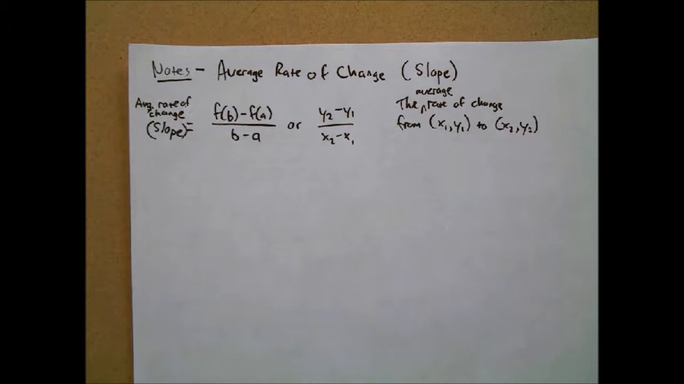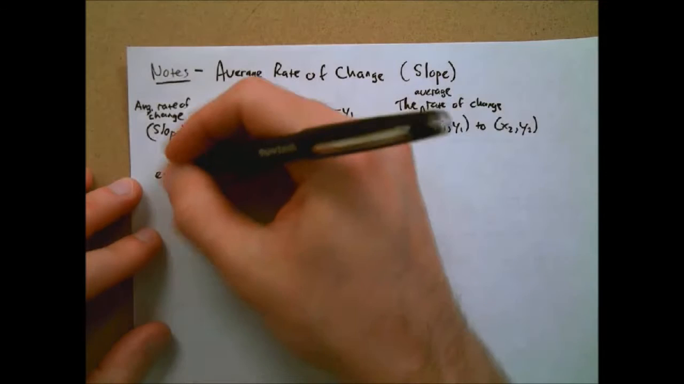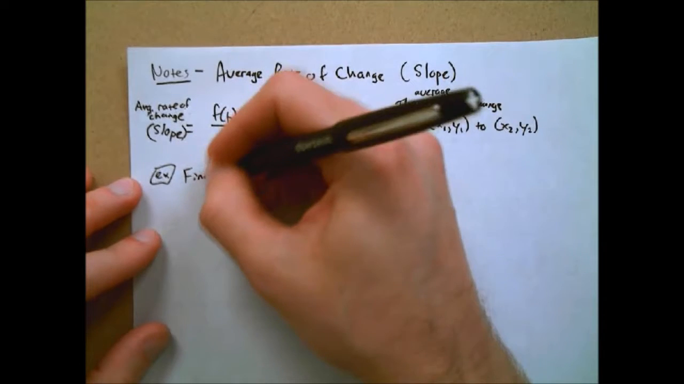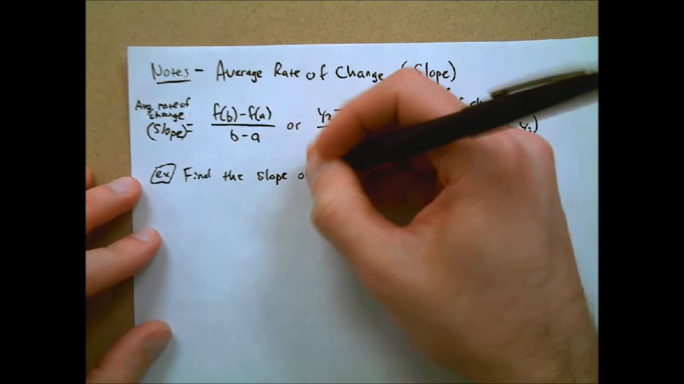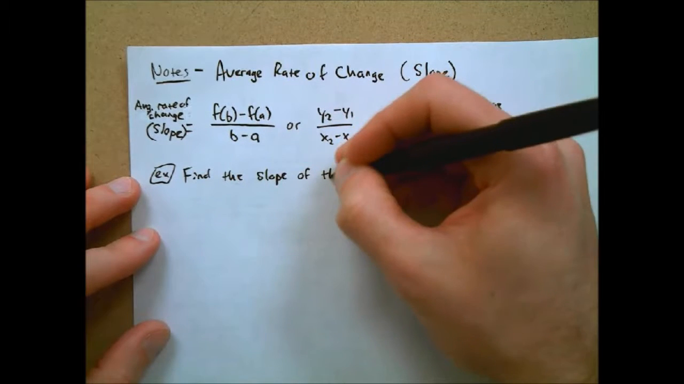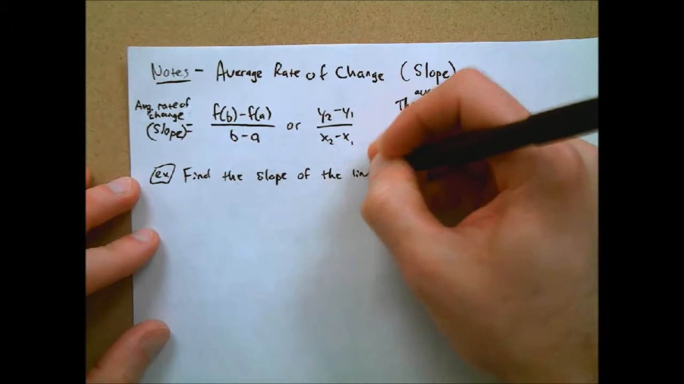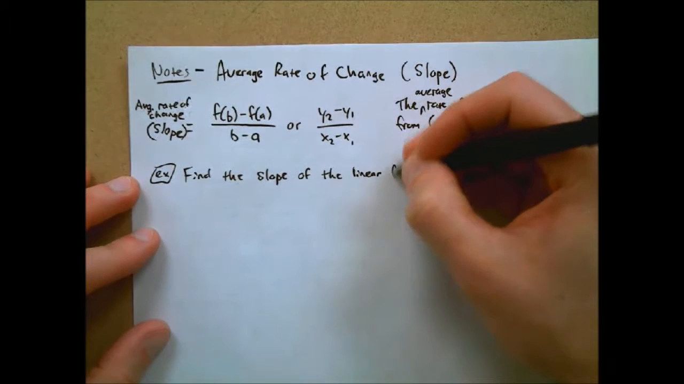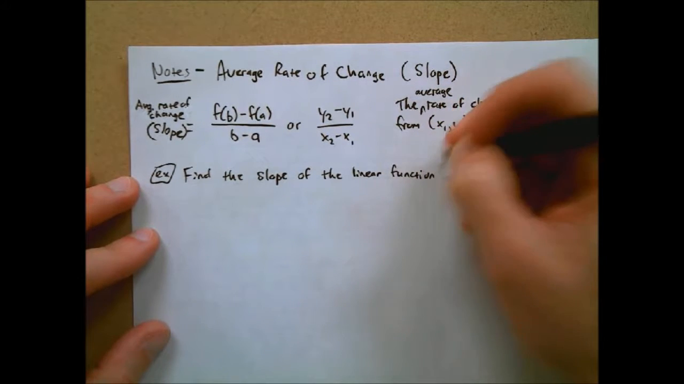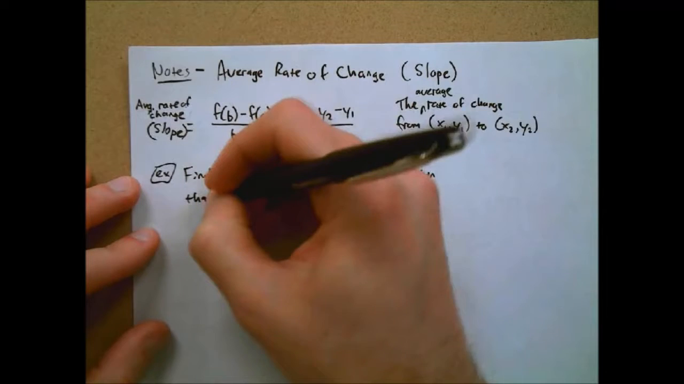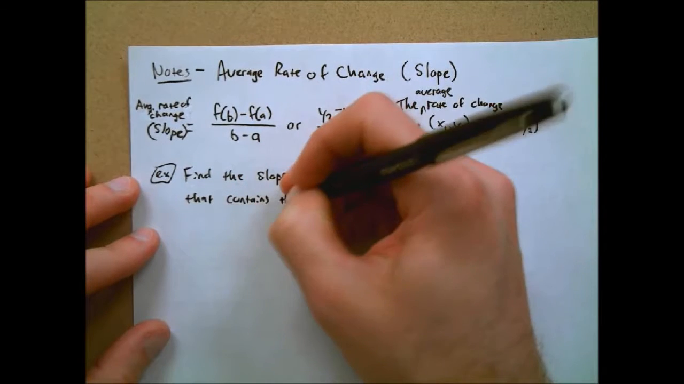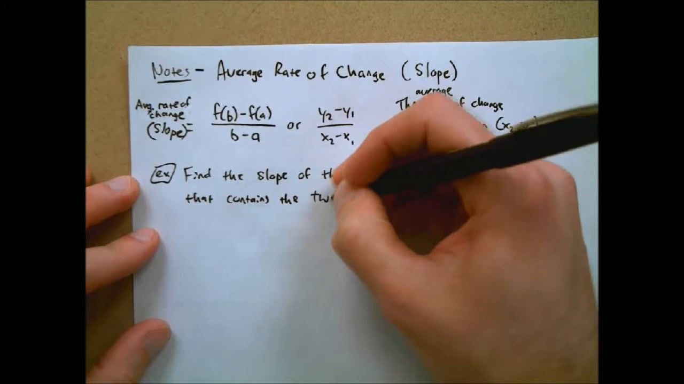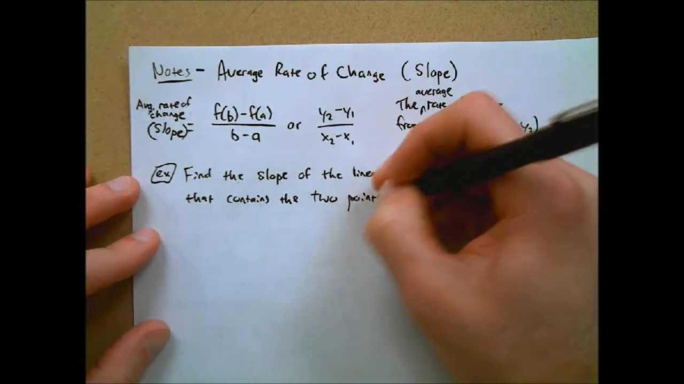Okay, so let's do some problems here, right? So, find the slope of the linear function that contains the two points. Okay?